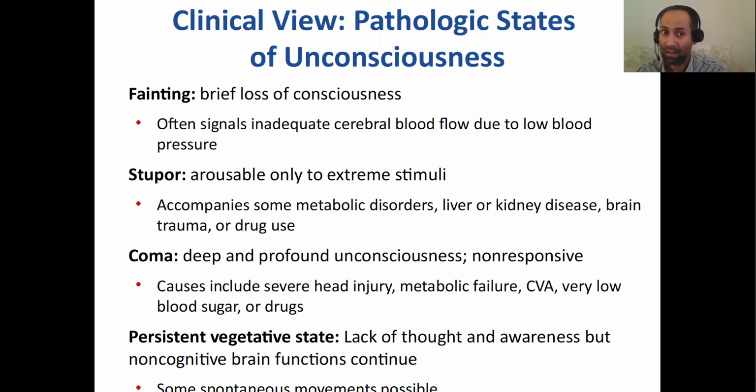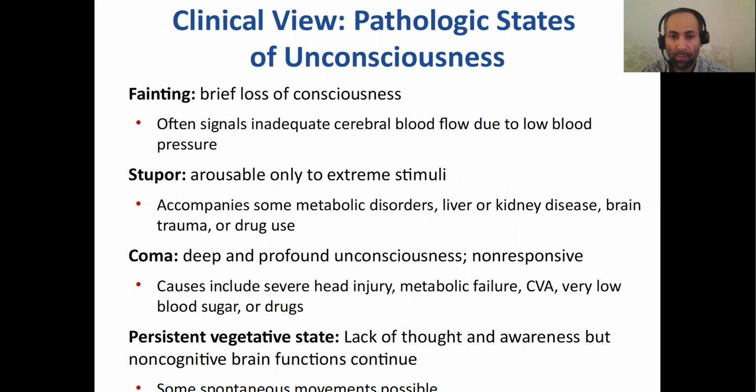Stupor, you are in a deep state of unconsciousness. It's seen in people with liver or kidney disease, people who have diabetic ketoacidosis and stuff like that, brain trauma, certain drug use like morphine, opiates, and opioid overdose, right? These are the leading causes of death in America at present, right? They're showing an exponential growth: opioid overuse and suicides, an upward trend, right? So be on the lookout for that.